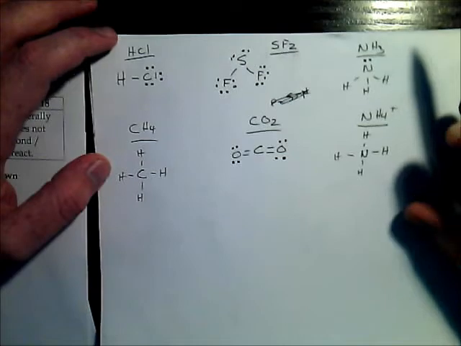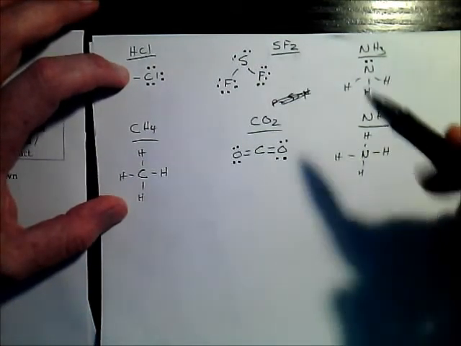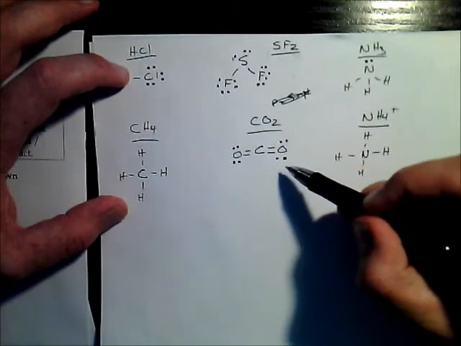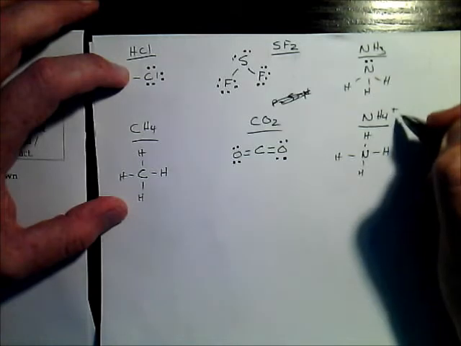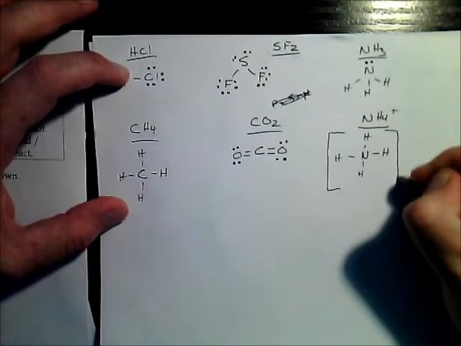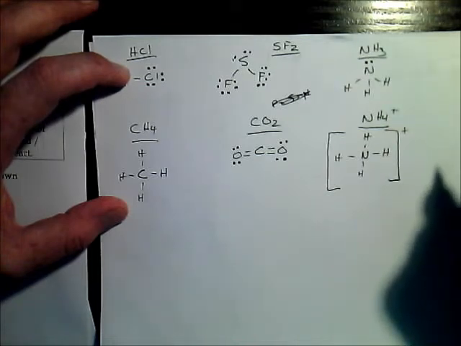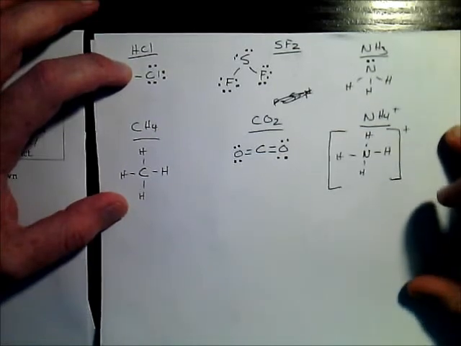NH3 should look like this. CH4 should look like that. Definitely, I think the trickiest one on this is the CO2. I'm going to do that one from scratch here in just a second. And then the NH4 plus. Don't forget, because of the plus, you have to subtract one electron from the total, and you should have a bracket with a plus sign on it like that. It's actually incorrect without that.